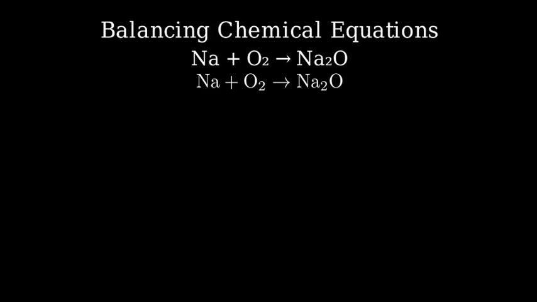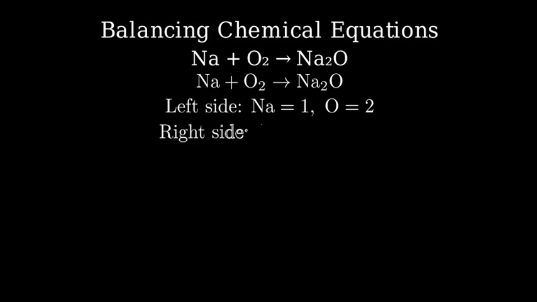Now, let's count the number of atoms for each element on both sides of the equation. On the left side, we have one sodium atom and two oxygen atoms. On the right side, we have two sodium atoms and one oxygen atom.